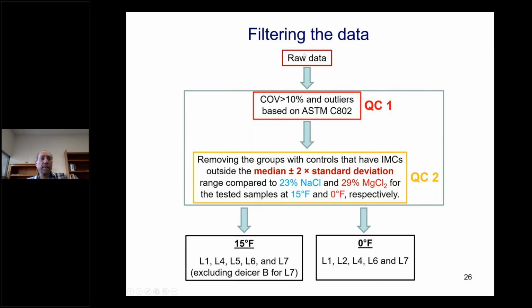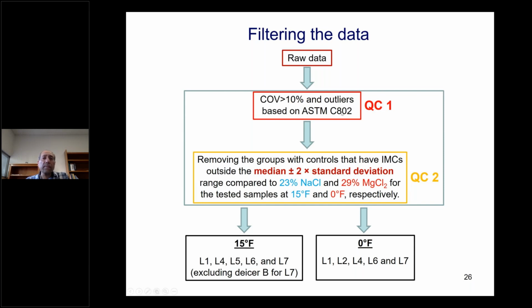We have raw data. Then we use a coefficient of variance of 10% to filter the data. Those ice melting capacities which have a coefficient of variance of more than 10% within each group, for instance, if one group has measured ice melting capacity for deicer A and the coefficient of variance of the result is more than 10%, we remove that group for this analysis.